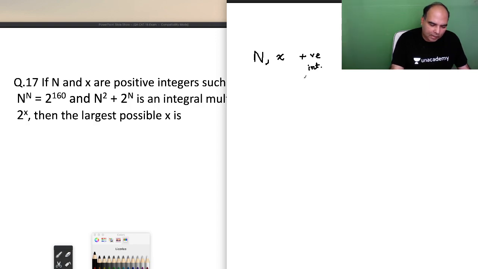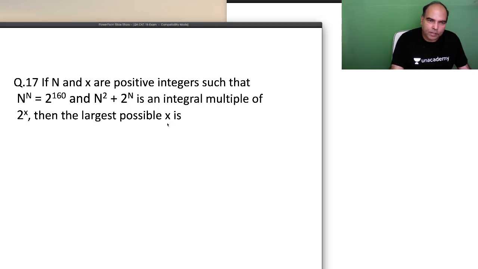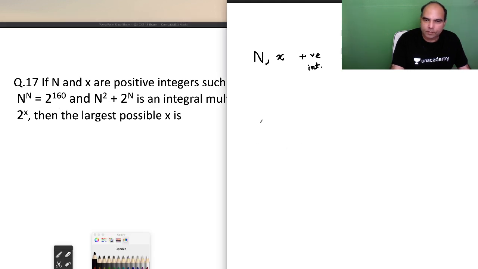That's the first thing it's telling us. Then the question says that n raised to n is equal to 2 raised to 160. Now when I look at this, before I read further, I should try to make more sense out of this. You need to understand that n is a positive integer, so n raised to n will be a number which is raised to itself.